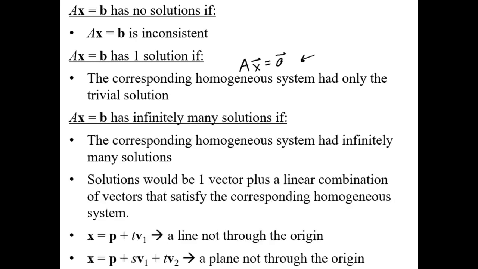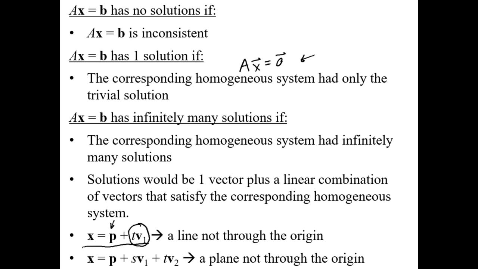And then Ax equals b will have infinitely many solutions if the corresponding homogeneous system also had infinitely many solutions. The solutions will be one vector plus a linear combination of the vectors that satisfy the corresponding homogeneous solution. This example here is the one we just did. Remember, this was that homogeneous solution. And so the non-homogeneous solution is the same, but then we just add one extra vector to it, p. And the result is going to be, well, t times v1 would be a line through the origin. So adding p is going to shift us away from the origin.